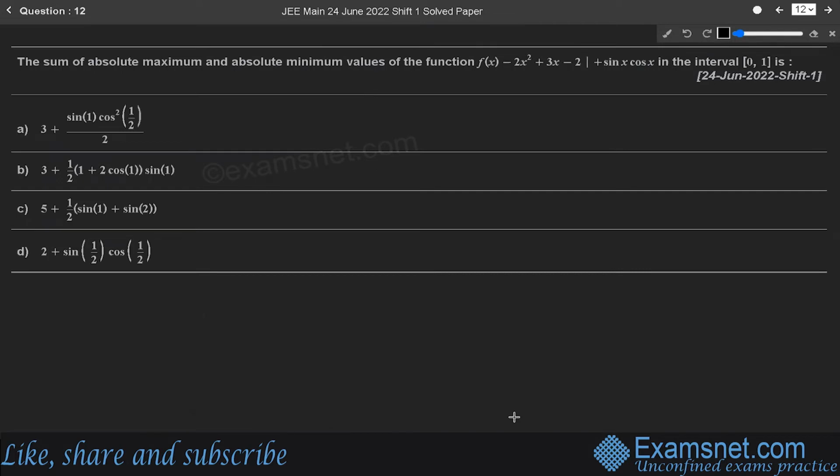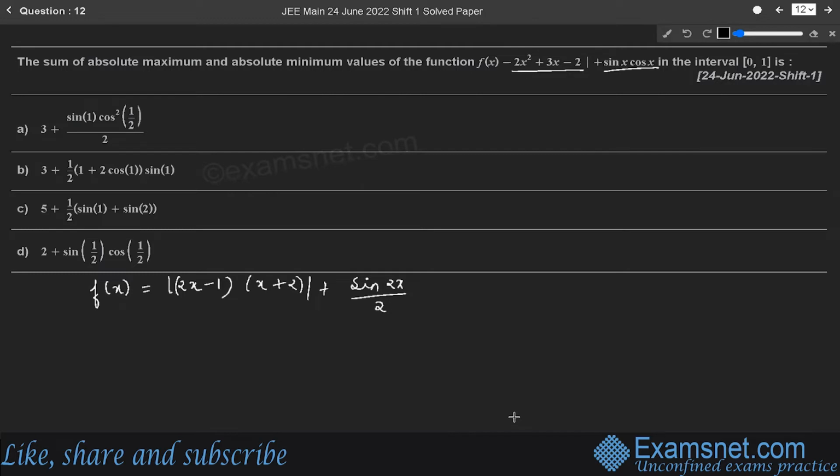Next question is: the sum of absolute maximum and absolute minimum values of the function f of x is equal to mod of 2x minus 1 and x plus 2 plus sine 2x upon 2 in the interval 0, 1 is. You can see that the function is 2x square plus 3x minus 2. By splitting the middle term, it can be written as 2x minus 1 into x plus 2. And sine x cos x can be written as sine 2x upon 2.